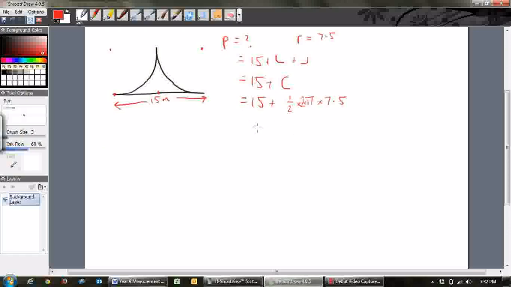38.56 to 2 decimal places. Okay, so that equals 38.56. What units are we in? Meters. And there's your answer. Hope that makes sense. Go have a go.